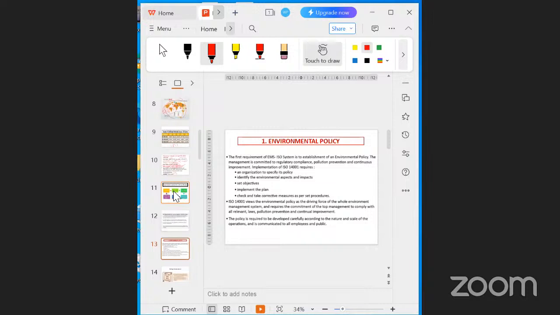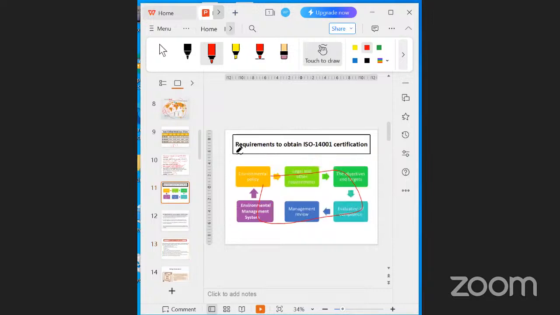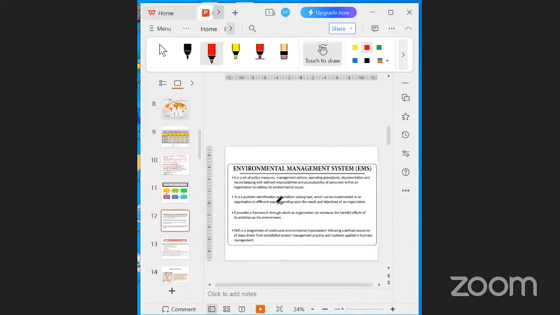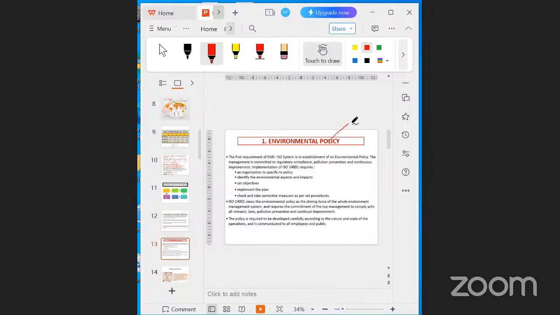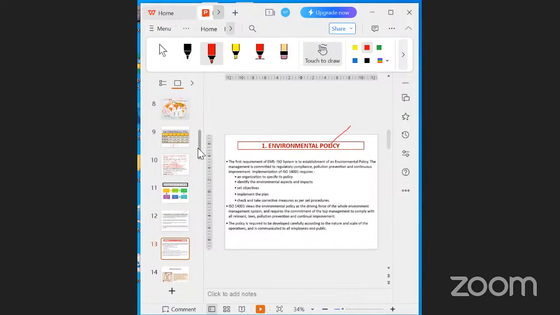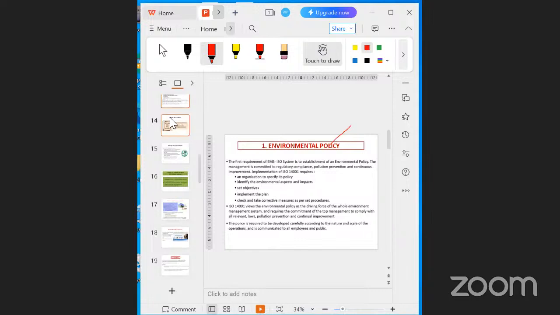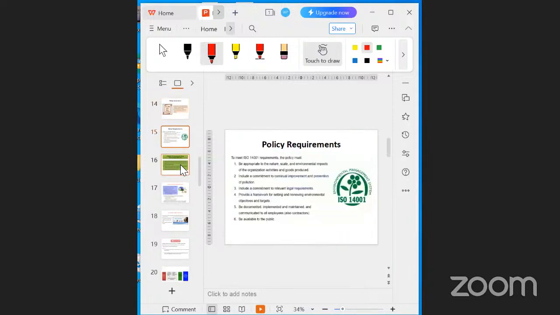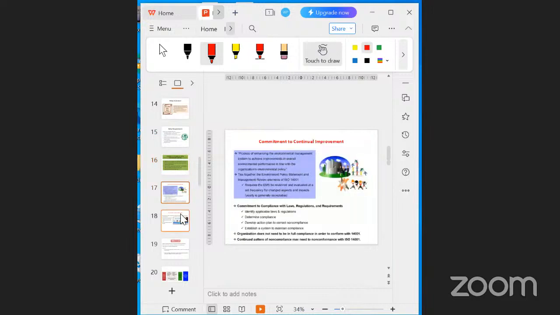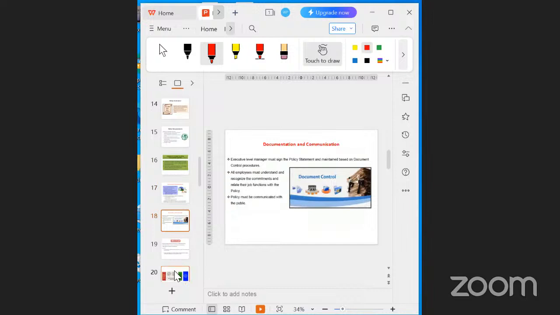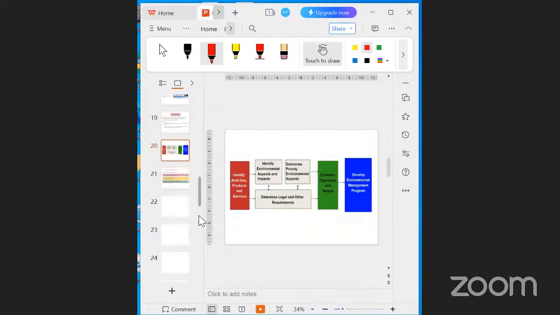Now you see here, this is the environmental policy. These are the requirements to obtain ISO 14001 certification. So that is the environmental management system. And next one is the environmental policy. I already explained this one. The statement and policy requirements provide a framework for setting environmental objectives and commitment to continual documentation. So I already told about this one.